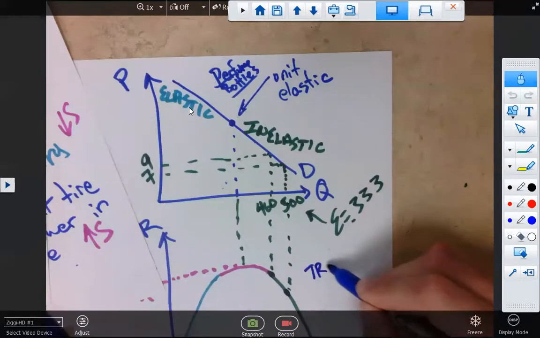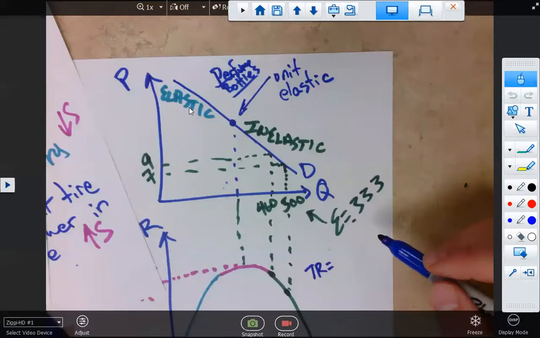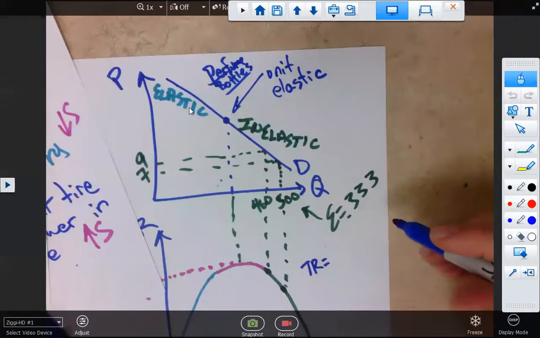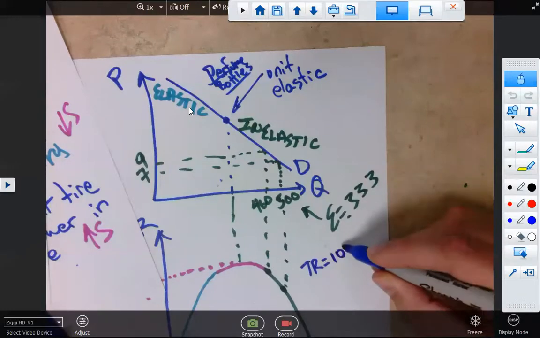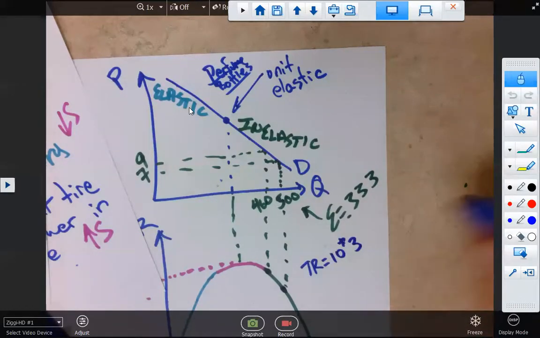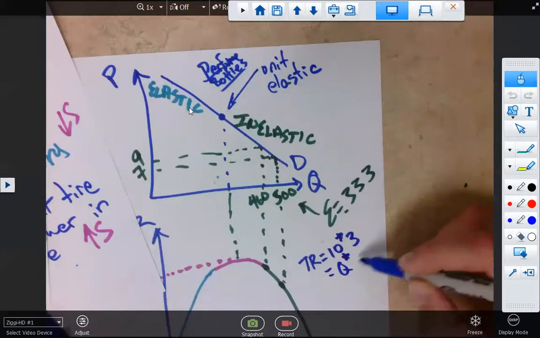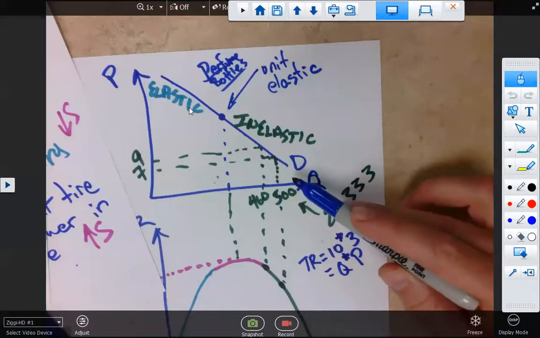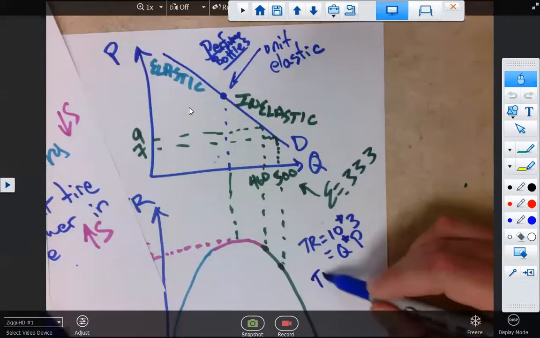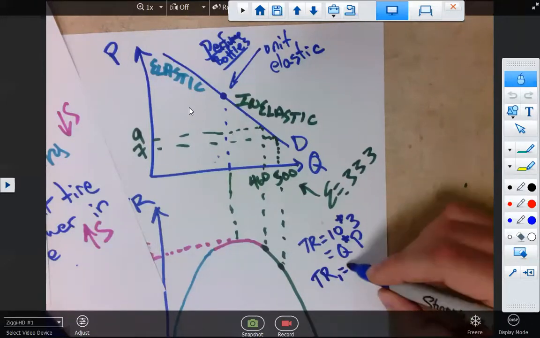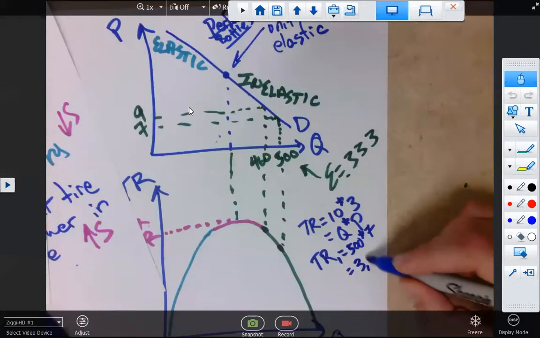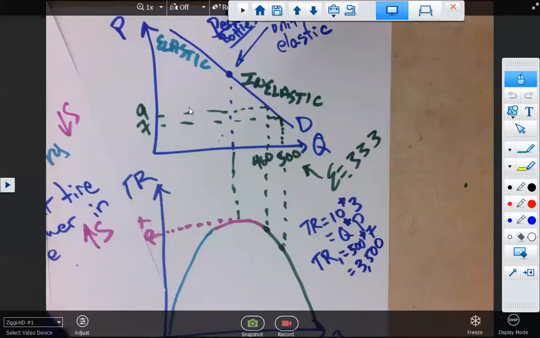Total revenue is equal to, if we were running a lemonade stand and you sold 10 lemonades and they were all $3 a piece, what would your total revenue be? 30, right? Because it's 10 lemonades times $3 each. So it's my quantity times my price, right? So what's my first total revenue? 500 times 7, right? TR initially is 500 times 7, which is 3,500, right?